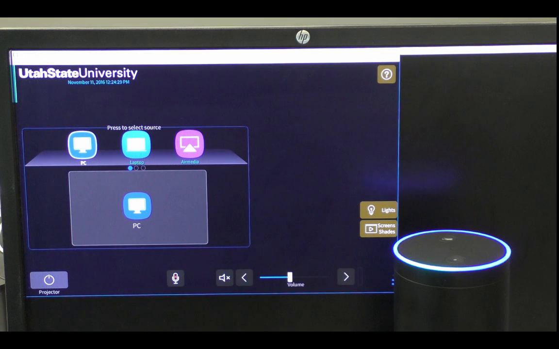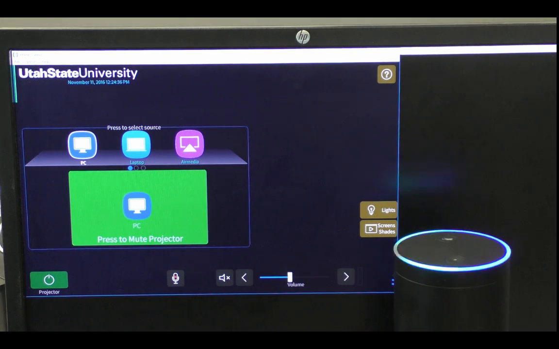Alexa, ask Crestron to turn the projector on. The projector is on. Set the source to PC. The source is PC. Set the volume level to 100. The volume level has been set to 100.